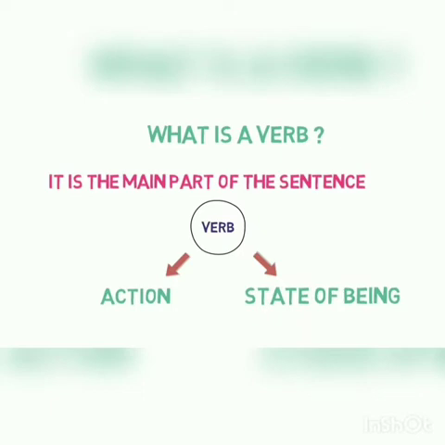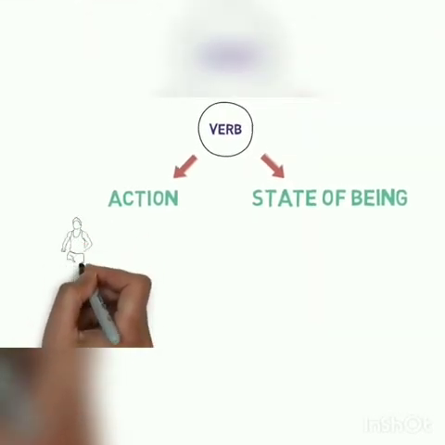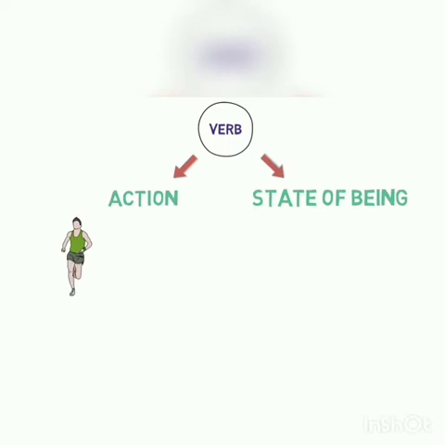Let me give you some examples of action verbs. What is this boy doing in this image? He is running, right? So, run is an action verb. What is this batsman doing? He is playing. So, play is an action verb.